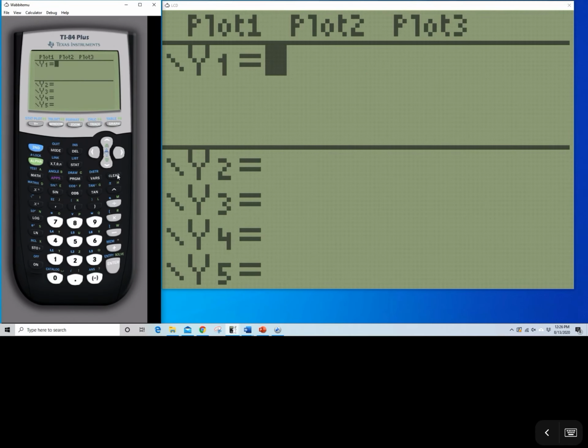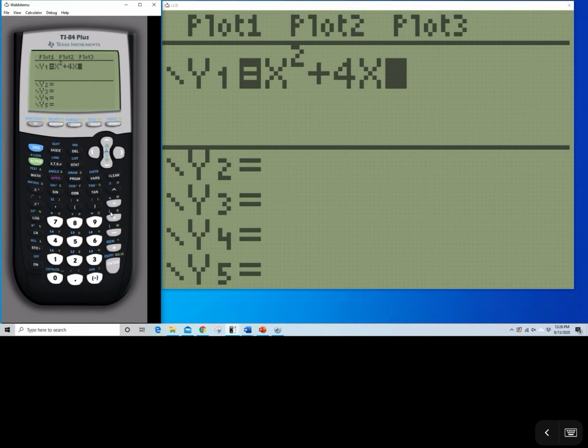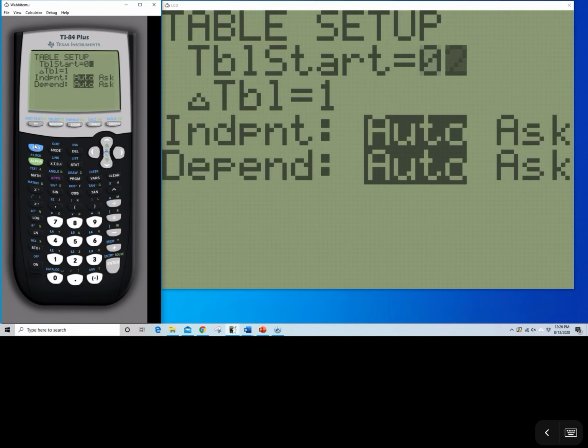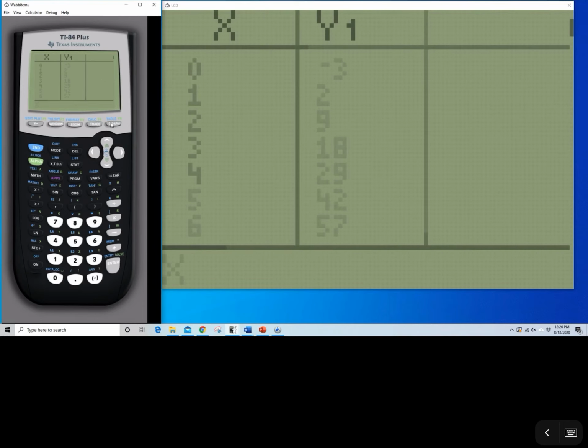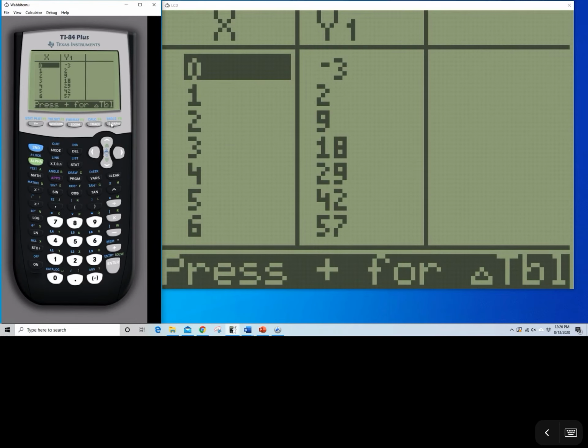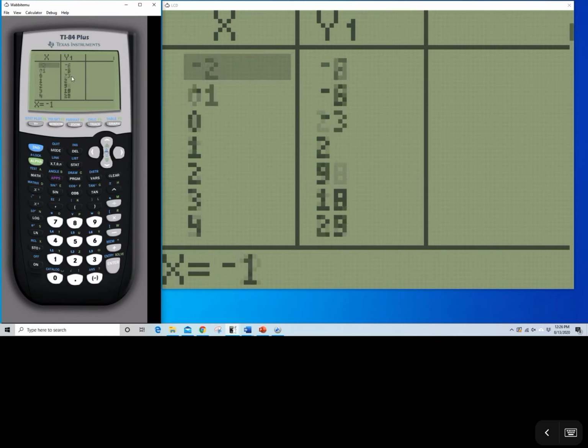And then to finish this off, it says make a table of values. That's the same thing that we did on the front. So what we're going to do then on our calculator, and I'm just going to switch back here, is clear that equation out of y1. We're going to type x squared plus 4x minus 3. And I'm going to go into the table.